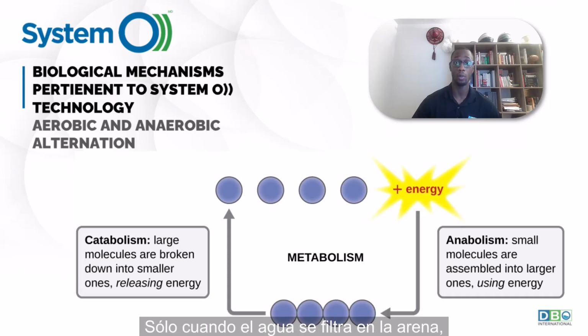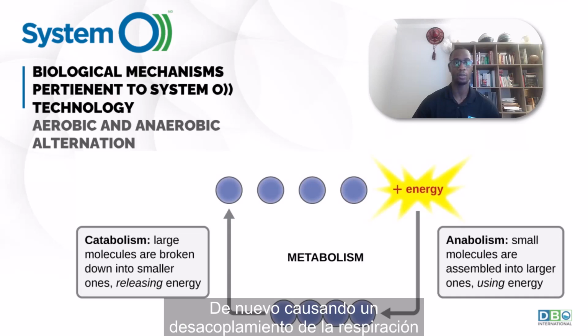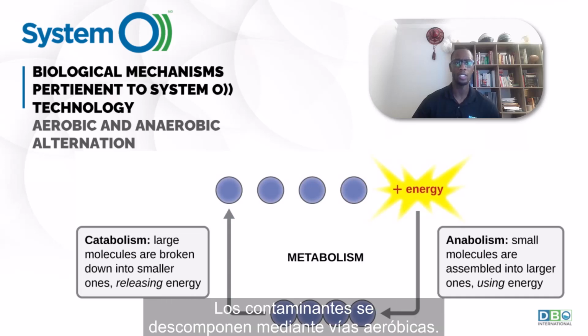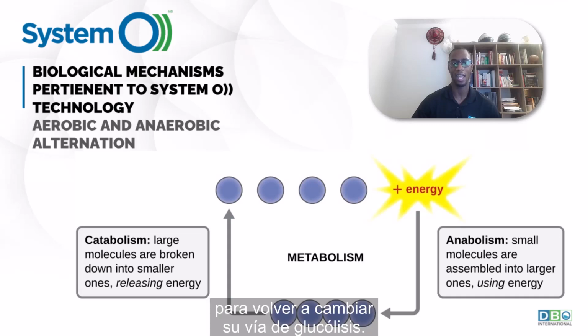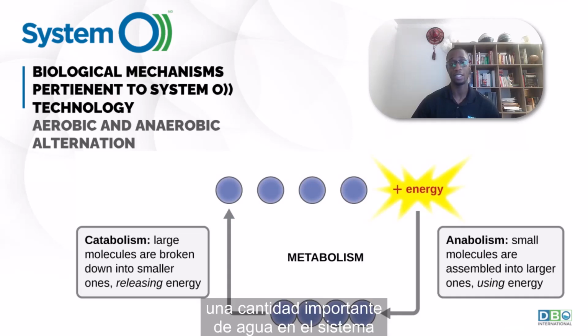It's not until the moment when the water infiltrates completely into the sand that the advanced and bioseptic pipe becomes a mainly aerobic environment, causing once again a respiration uncoupling among the microorganisms present inside and around the pipes. The pollutants are then broken down with the help of the aerobic pathways. Due to this change in their environment, the microorganisms need to once again change their glycolysis pathways. This phenomenon occurs each time there is a significant amount of water entering the system.